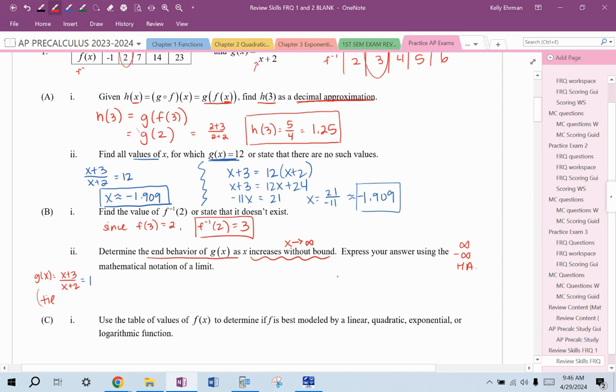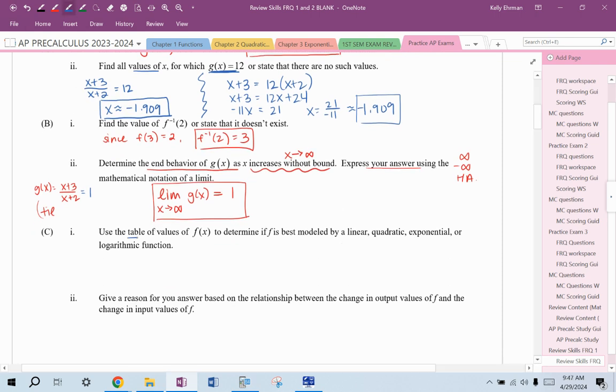Now, the next thing is to make sure you have the exact correct limit notation, because it says express your answer using the mathematical notation of a limit. So it's the limit as x approaches infinity, because it says x increases without bound, of g of x, or you can write x plus 3 over x plus 2 here, equals 1. Don't put an arrow right here. Some of you keep putting arrows right here. Some of you are using the old notation from Algebra 2. It's got to be limit notation, which we have in our study guide. Just a point of memorizing it at this moment.